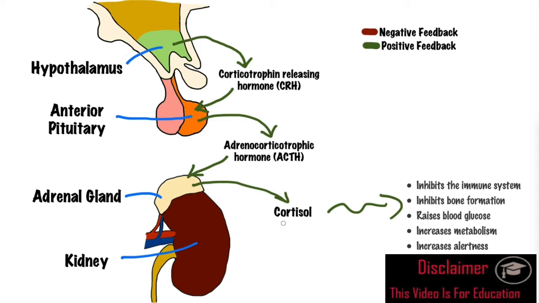It's essential that we have cortisol at all times, and it fluctuates throughout the day to regulate our circadian rhythms, but it's important in inhibiting the immune system, inhibiting bone formation, raising blood glucose, increasing metabolism, and increasing alertness. And it plays a key role in a stress response to any sort of stressful situation.